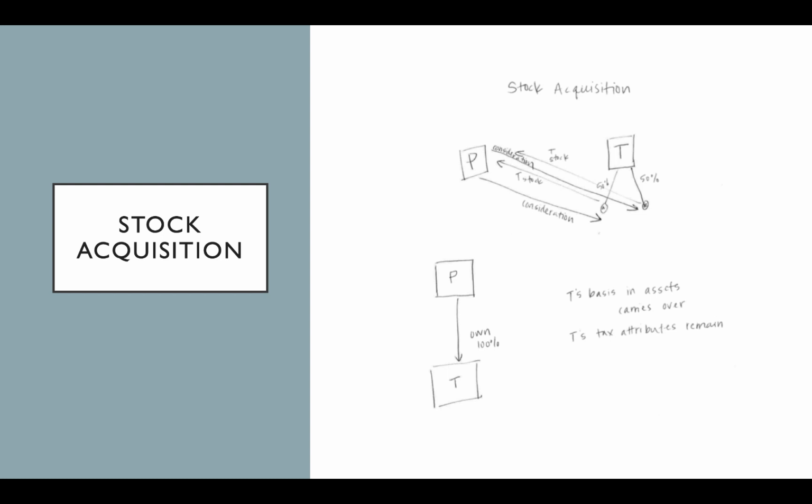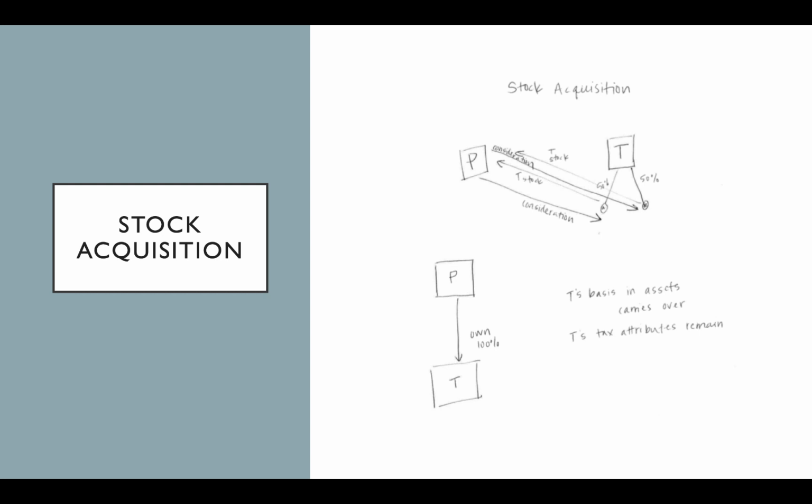Okay, so again, here's another picture for you. This is the stock acquisition. And so the parent wants to buy the target here. And so you can see in this top graphic, the target is owned 50% by A and 50% by B. So they accomplish it like this. A and B each transfer their T stock to P, and in return, P transfers consideration. It could be cash, it could be assets, it could be debt, whatever. So at the end of that, P has bought out T's shareholders, so P owns 100% of T.